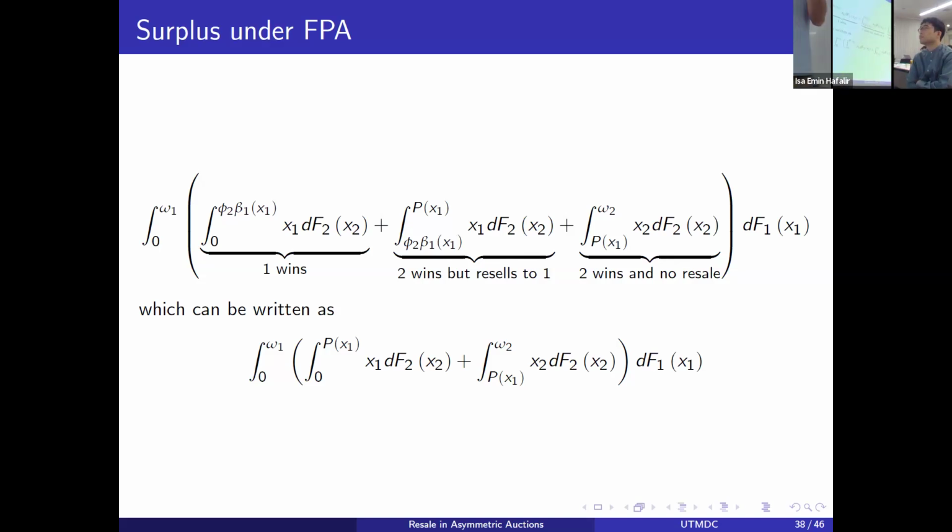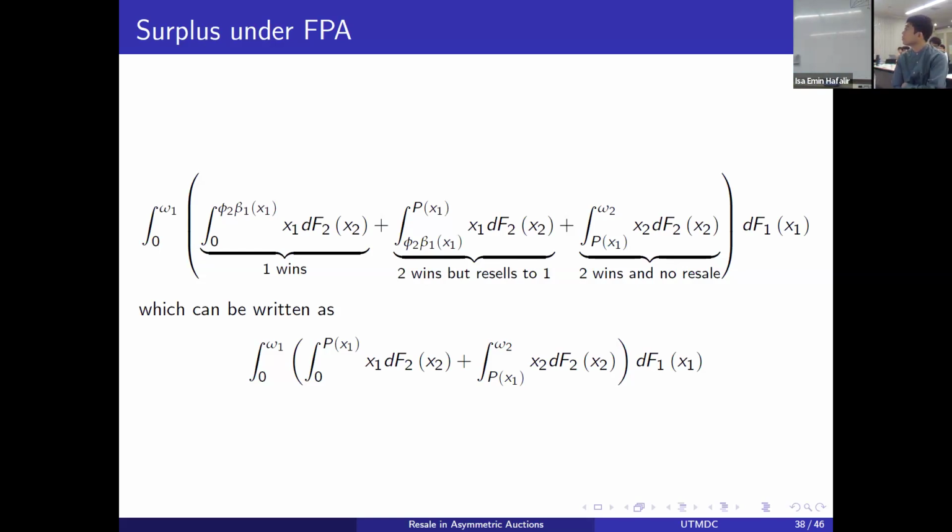One of them is 2 wins, but 2's value is not high enough to make the price greater than x1. Therefore, the resale will take place. In that case, actually, I will still write x1 rather than x2. So this is the condition for making sure that 1 loses, but this is the condition that the 2's value is not, basically, this is the value in which the 2's price is exactly x1.